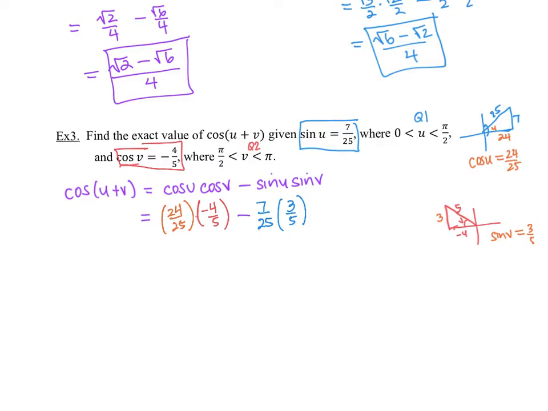Okay, now that I have all the values in place, I'm going to go ahead and simplify this a little bit. So 24 times negative 4 is negative 96 over 125 minus 21 over 125. I'm going to rewrite this as a single fraction. So I get negative 117 over 125. And they will always have a common denominator if you were wondering about that. So the exact value of cosine of u plus v given this scenario is negative 117 over 125.